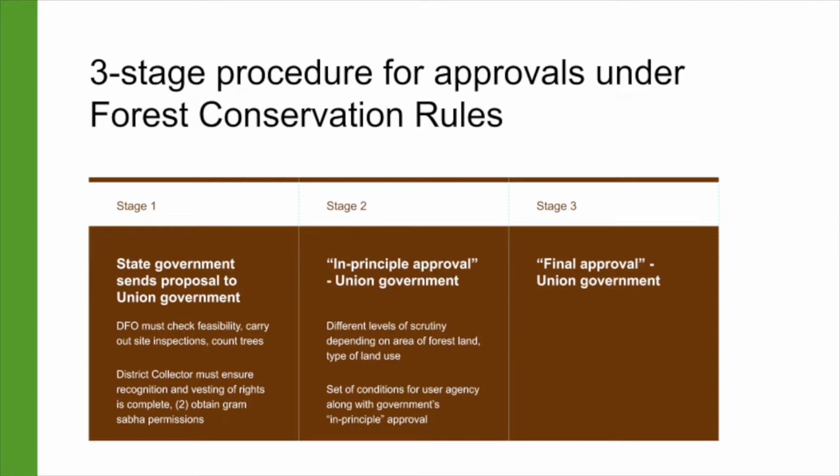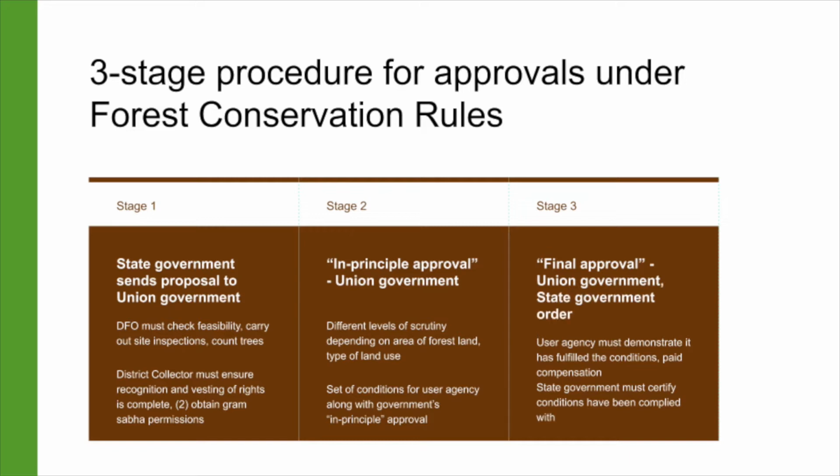For that, the user agency must demonstrate that it has 1. Fulfilled the conditions under which the central government's in-principle approval was given, and 2. Paid all the relevant amounts of compensation, including the fees for compensatory afforestation, net present value, the cost of implementation of the catchment area treatment plan, the cost of implementing the wildlife conservation plan, and so on. The state government must then certify that these conditions have been complied with. Only after that can the MOEFCC grant its final approval to the proposal. After this, the state government can pass an order notifying the diversion of forest land.